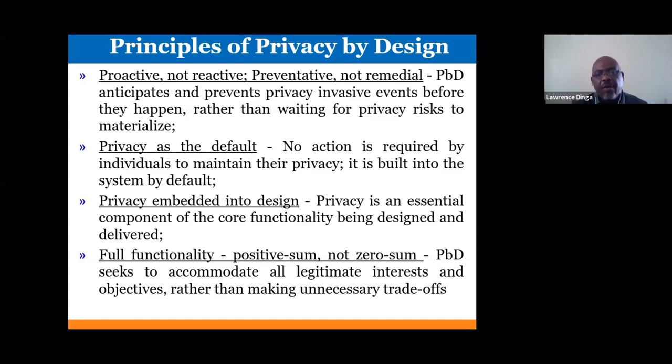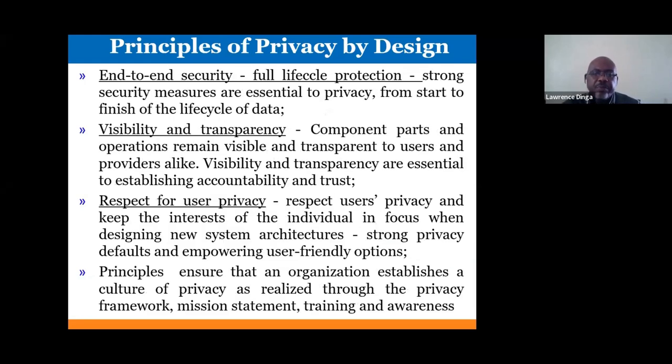And then the other principle is full functionality, positive sum, and not zero sum, which means that privacy by design seeks to accommodate all legitimate interests and objectives rather than making unnecessary trade-offs. The other principle is end-to-end security, which is the full life cycle protection, which means that strong security measures are essential to privacy from start to finish in the life cycle of the data. And remember, when we're talking about privacy, we say that privacy has two components, the data governance and cyber security, which means that the aspect of securing that data lies with the cyber security aspect.